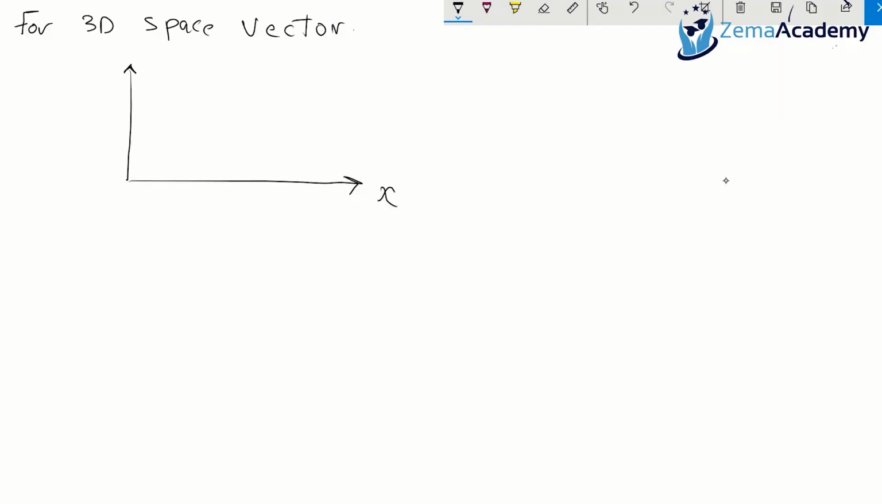let's think about the 3D space. Vector. Assume you have a 3D domain, 3D axis, and you have a vector R in a 3D domain somewhere here.